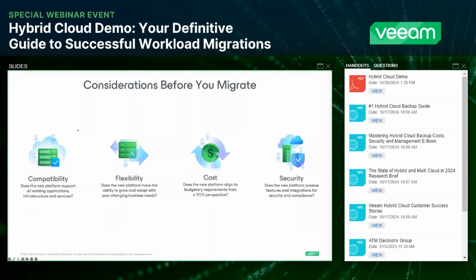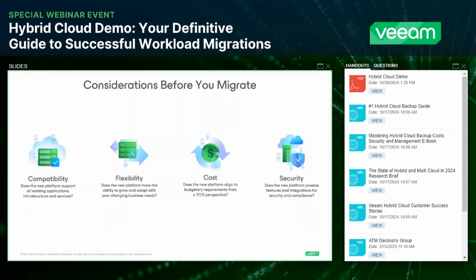Next up is flexibility. So does the new platform have the ability to grow and adapt with the change in business needs? Again, this is a great example for Red Hat OpenShift. Going from vSphere on-premises to containers on Red Hat OpenShift is an application modernization. Refactoring is required. It's a lot of steps. Having that interim step, that VMs on Kubernetes, is a great option. But again, the same needs to be asked of your existing platform. Is that going to give me the flexibility that I need? And Veeam absolutely does.